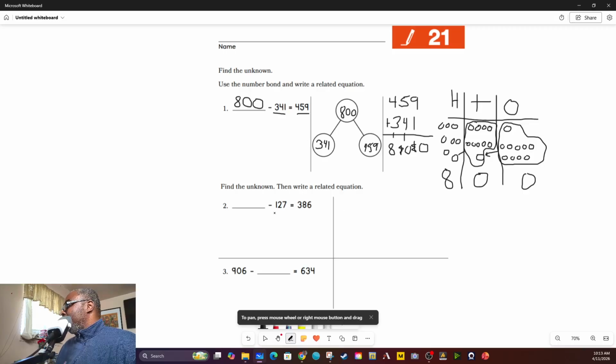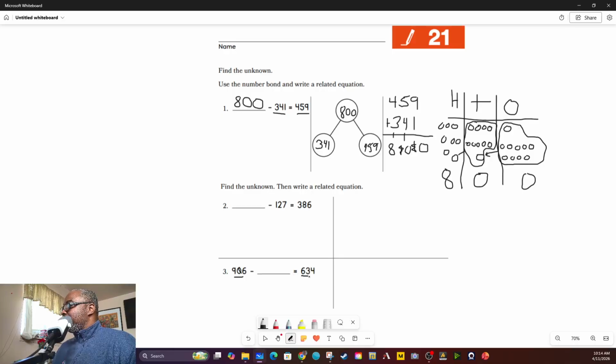I'm going to skip this one, let you all do that one, and then I'm going to jump down to this last one right here. 906 minus blank equals 634. So this strategy, they give us the minuend, but we don't have the subtrahend, which is the smallest number in a subtraction sentence. So how do we figure that out? That means we have to subtract the minuend to the difference.